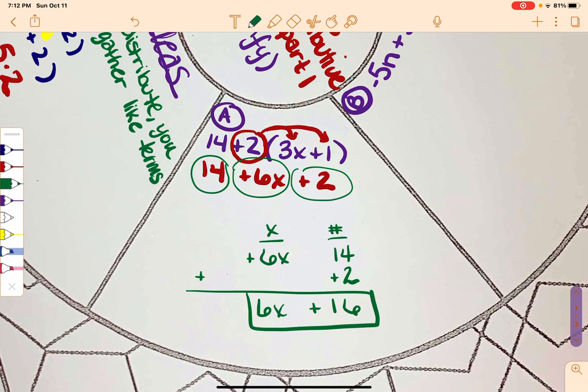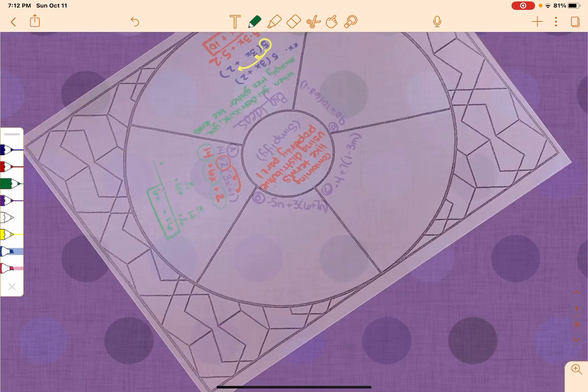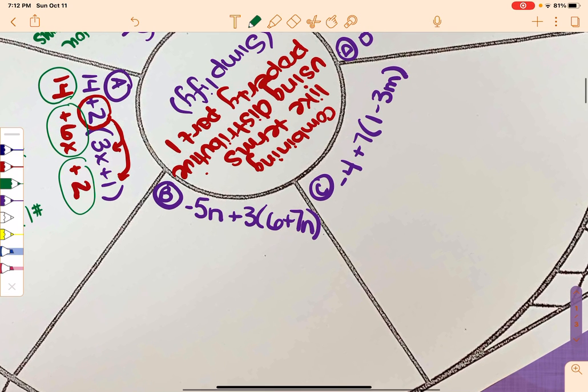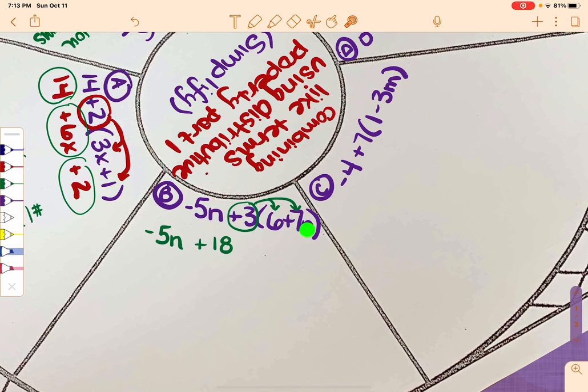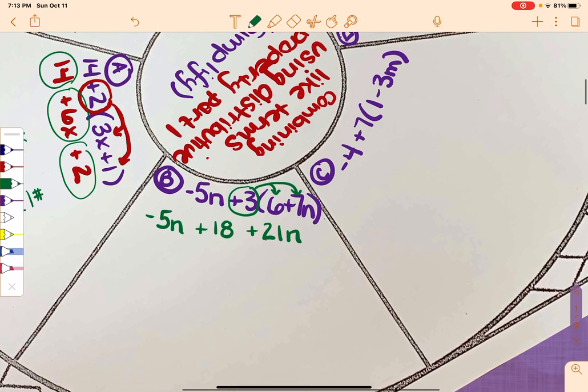See if you can start to get the hang of these. So in this one, I have negative 5n plus 3, parentheses 6, plus 7n. So this is in front of the parenthesis, so it's going to get distributed to each of those. Notice the negative 5n's not part of it, so it doesn't get multiplied. So positive 3 times positive 6 is positive 18. Positive 3 times positive 7n is positive 21n.